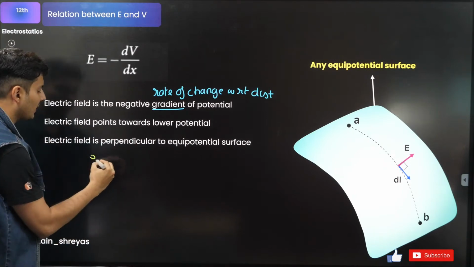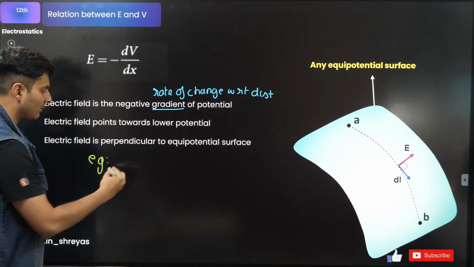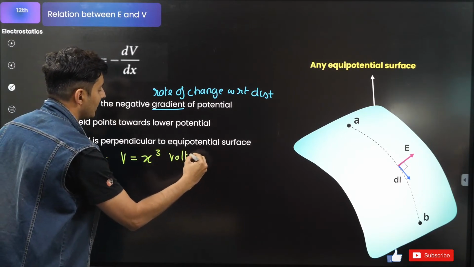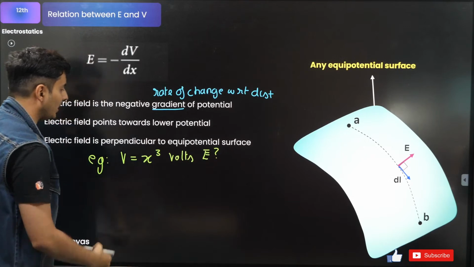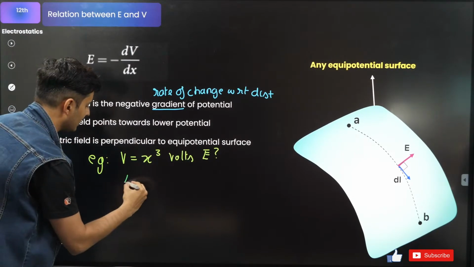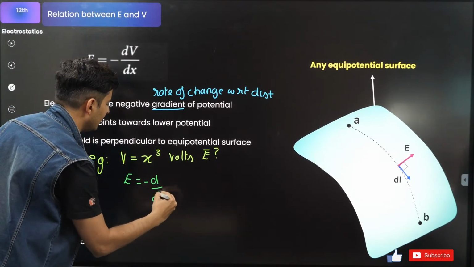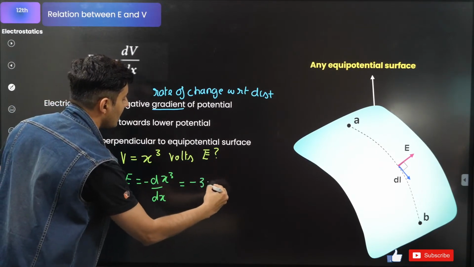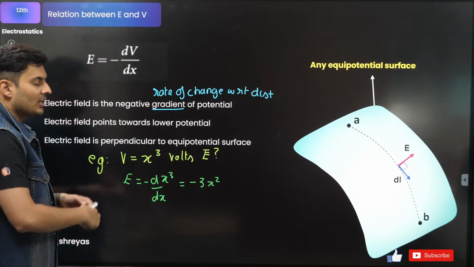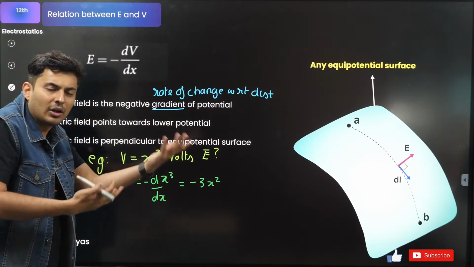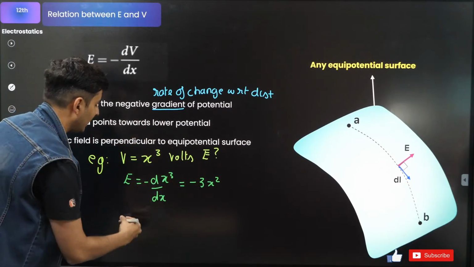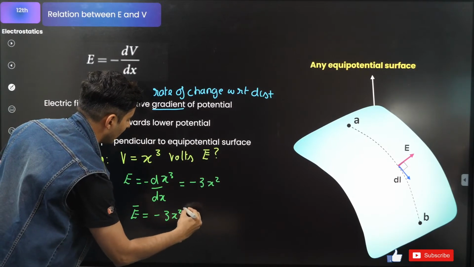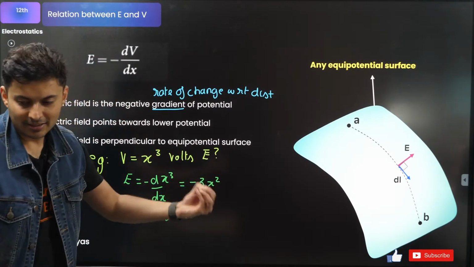An example for this formula: if the potential is x cube volts, then what is the electric field going to be? The way I solve the question is like this. The electric field will be minus d by dx of the voltage. In this case it is x cube, so it will be minus 3x square. That is the field. So if the field is asked at any coordinate, I'm just going to substitute that point and I'm going to get the answer. So in general, the electric field will be minus 3x square i cap. So that's how you calculate the field.